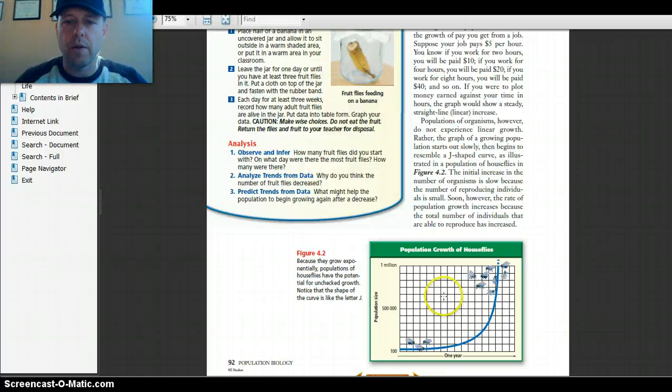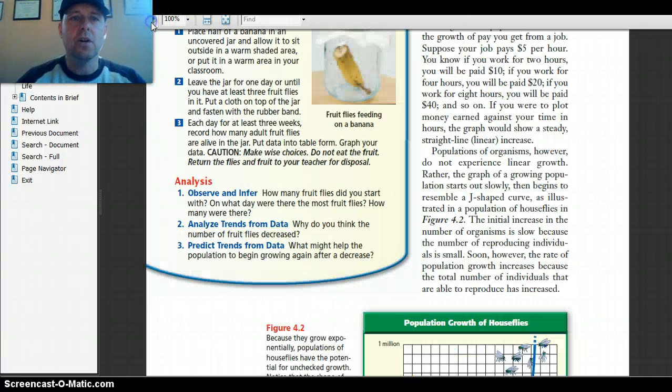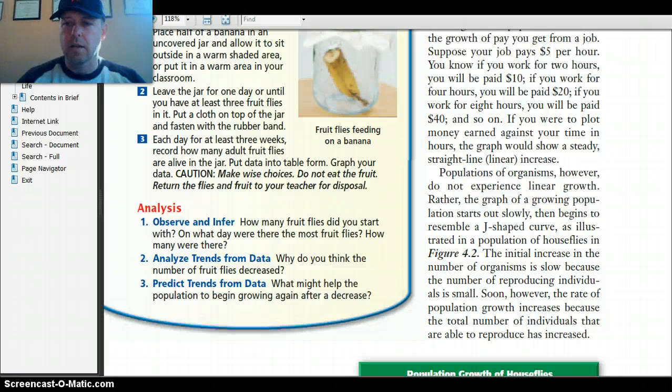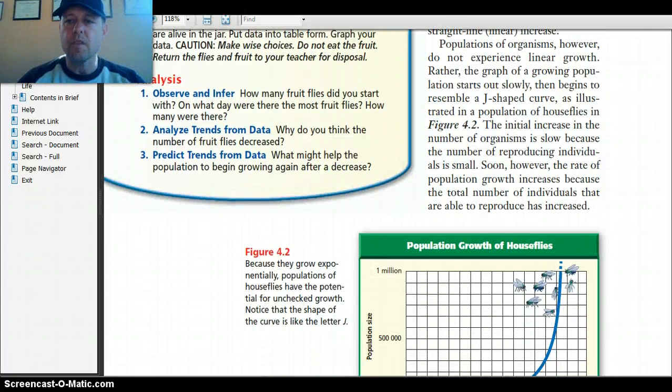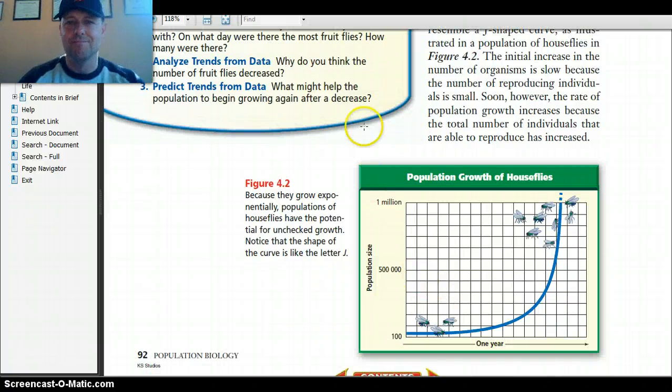It says population growth of houseflies, and what this is, it's called a J curve. Sorry, I'm just trying to maximize its size for us. And by the way, if my head talking to you is blocking something you need to see on your screen, feel free to click on it and pull me around wherever you need to go.